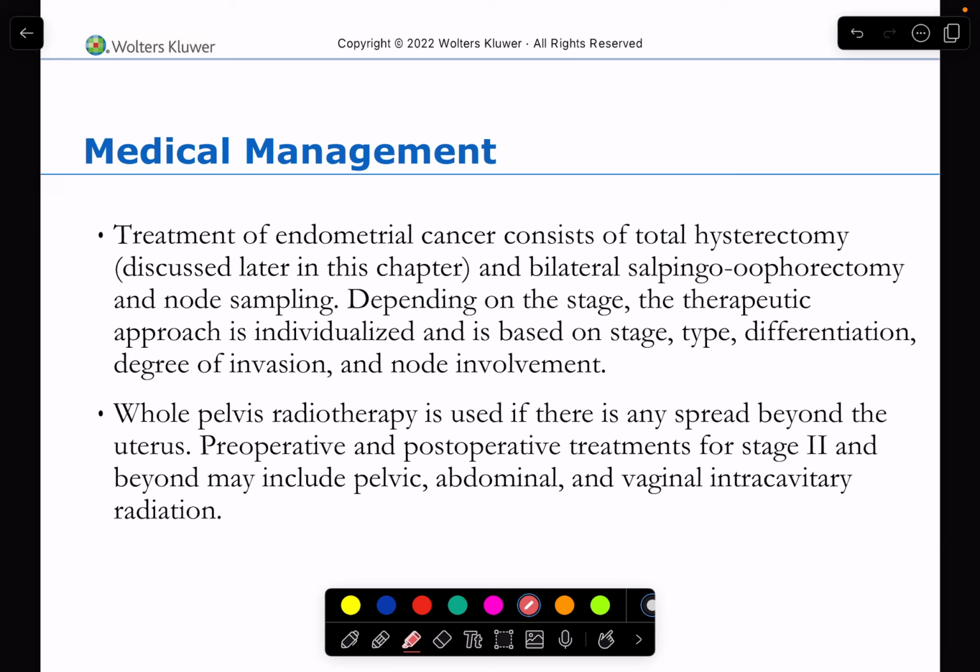Okay, so treatment of endometrial cancer actually consists of total hysterectomy. So, nabanggit na natin yan. Total hysterectomy is the removal of the uterus, the cervix, and, what else? The fallopian tube, ovaries, no? And bilateral salpingo-oophorectomy, ito naman is the surgical removal of the ovaries and fallopian tubes, and node sampling. So, take note, bilateral salpingo-oophorectomy. So, this is where fallopian tubes and ovaries are removed.